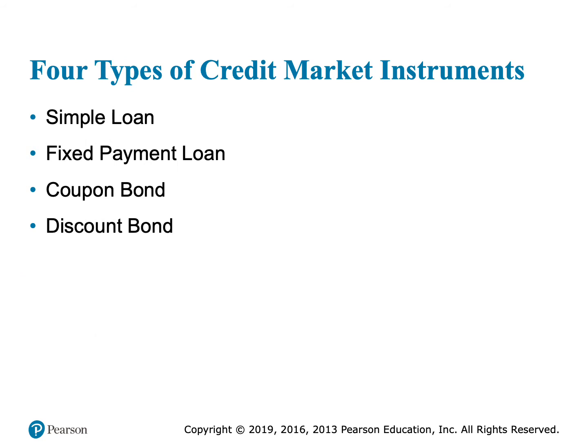In this lecture, we're going to start out by looking at 4 types of credit market instruments. We'll look at a simple loan. We'll look at a fixed payment loan. We'll look at a coupon bond, and we'll also look at a discount bond. And in doing so, we're going to be using the essence of our present value formula.